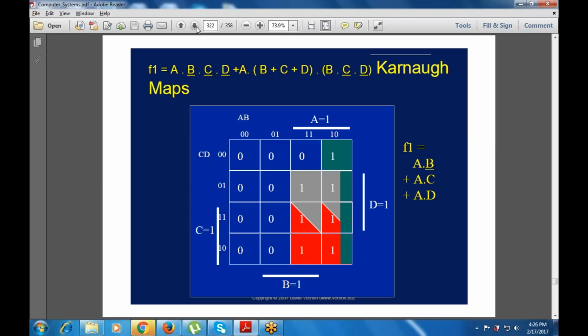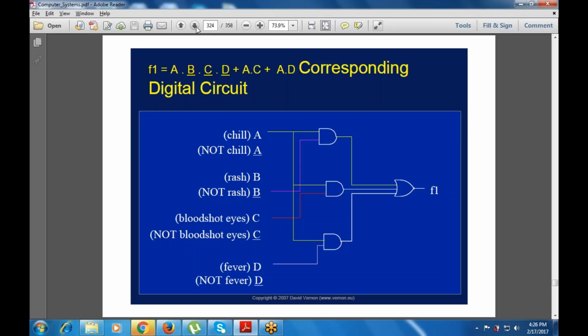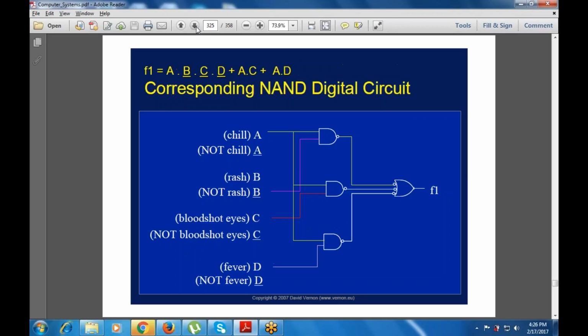Now if F1 equals A into B dash into C dash into D dash plus A, then B plus C plus D, B into C dash into D dash, that is the K map. So this is used with F1 equals A into B dash plus A into C plus A into D. This is available with the D, B, C, A, D. This is A, B, then C, D, then A equals 1, B equals 1, C equals 1, and D equals 1. Now, this simplification is better than we managed with our hand simplification earlier. So F1 equals AB dash, that is the corresponding digital circuit.